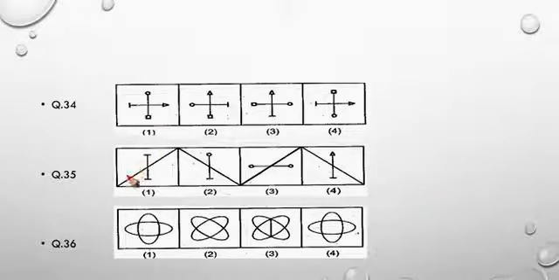Let's go to question number 35. In question number 35, there's one square and there's one line which is joining two ends. Similarly, in case of problem figure 2, 3 and 4, one line is joining two ends.